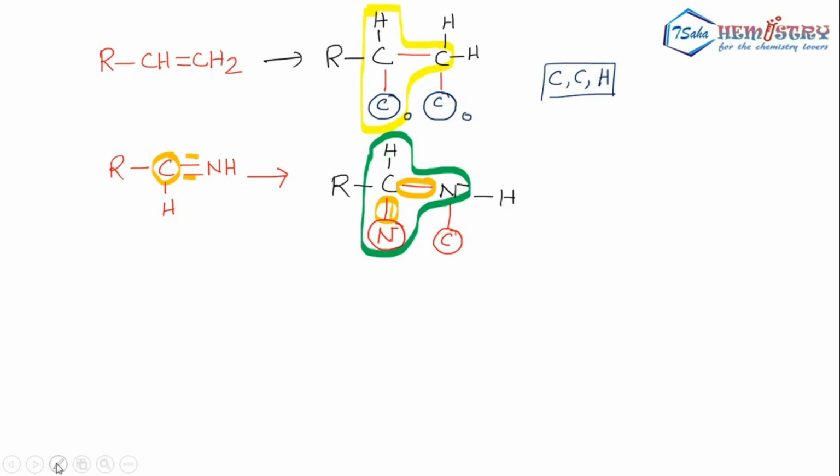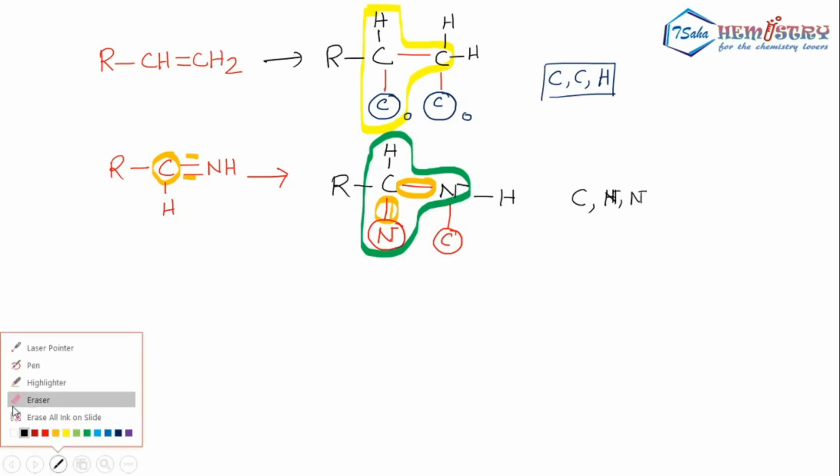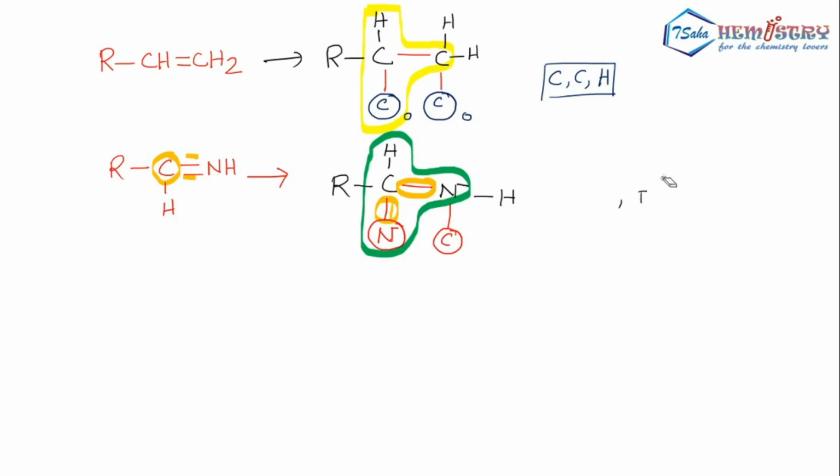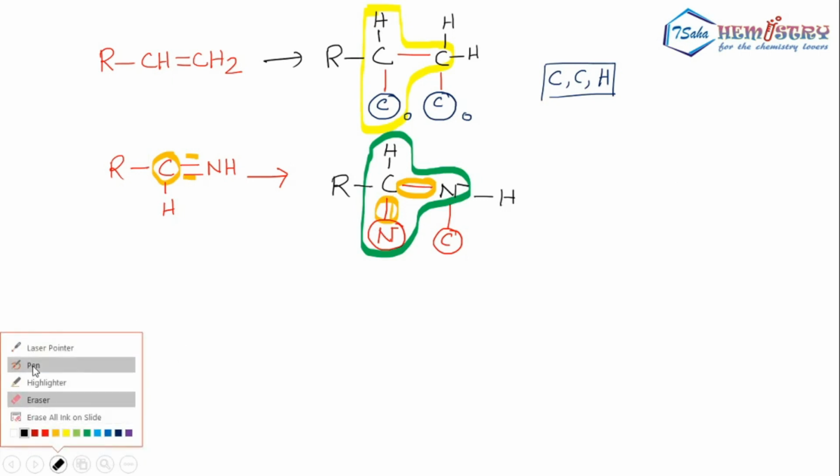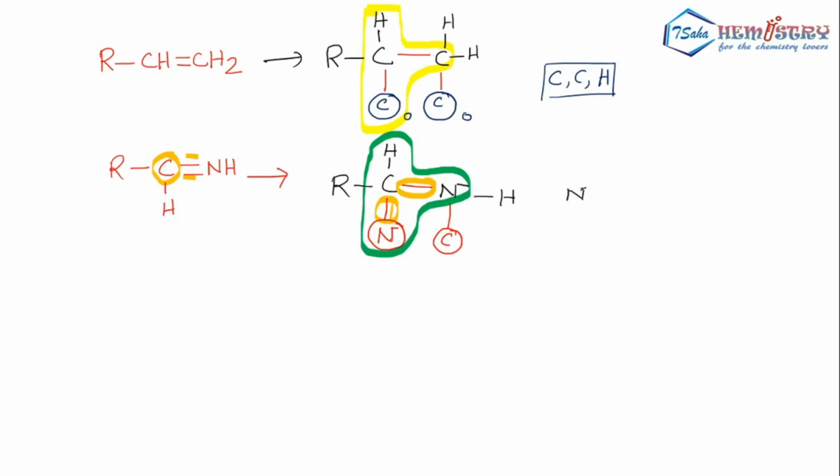So as a whole, what can we write? We can write carbon, hydrogen, carbon, nitrogen. So in this particular case, what do we have to take? Around this carbon we have nitrogen, nitrogen and hydrogen. That's why you have to write this.